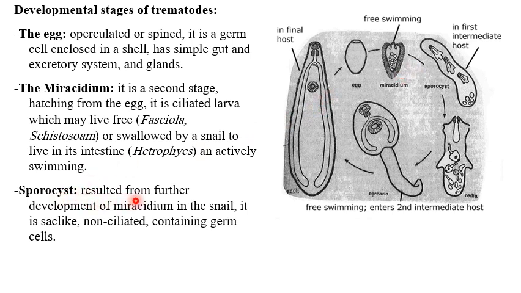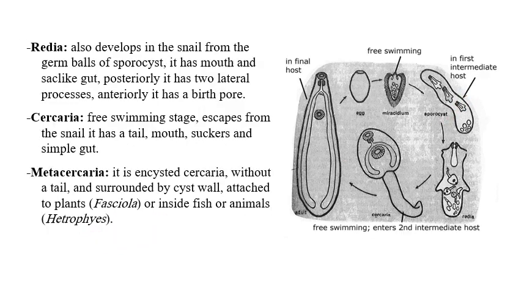Sporocyst resulted from further development of the miracidium in the snail. It is sac-like, non-ciliated, containing germ cells. Redia also develops in the snail from the germ balls of the sporocyst. It has a mouth and a sac-like gut. Posteriorly, it has two lateral processes. Anteriorly, it has a pit pole.